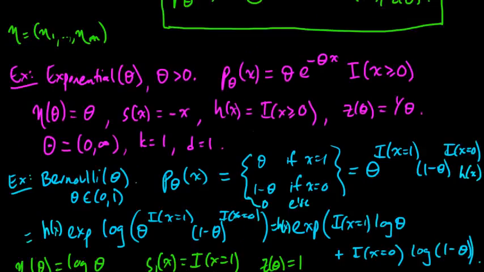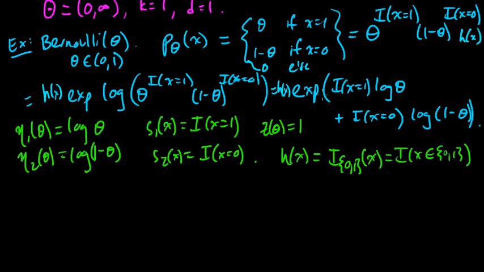So that's another example. And this example also illustrates something interesting. We could have done this a different way. So there's not necessarily a unique way to write it as an exponential family. So let's write this a different way.